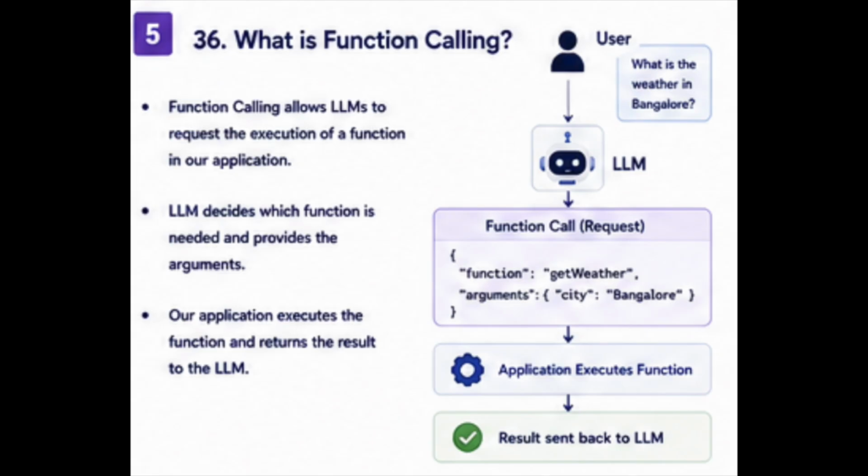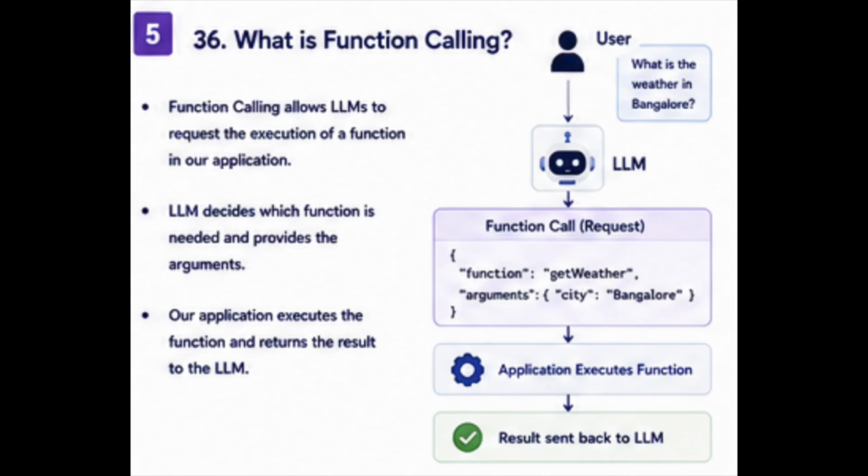What is function calling? Function calling allows an LLM to request the execution of a function in our application. Imagine the user asks, what is the weather in Bangalore? The LLM itself may not have access to live weather information. Instead, our application may provide a function like getWeather that takes an argument city. The LLM understands that this function can provide the required information. It returns a structured request such as function getWeather, argument, again a JSON, and this has key as city and value as Bangalore. Our Java application receives this request.